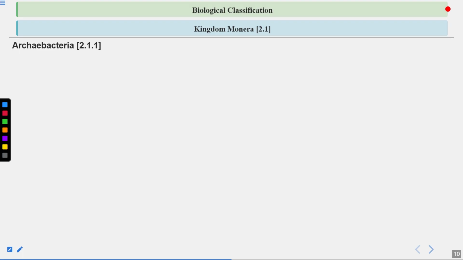Now, Kingdom Monera again has two subgroups. First one is the archaebacteria. Archaebacteria are the primitive bacteria. They live in extreme environments. That's why they are known as extremophiles. They can live in hot springs, deep ocean vents. They can live in high saline conditions.